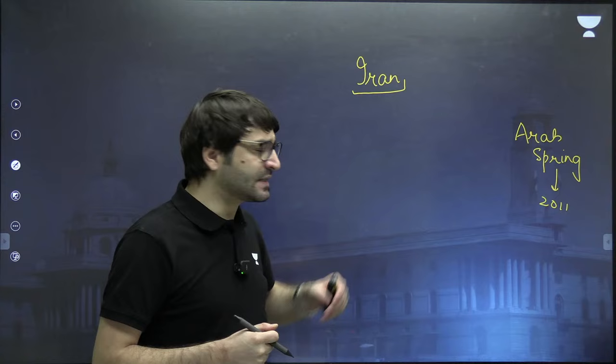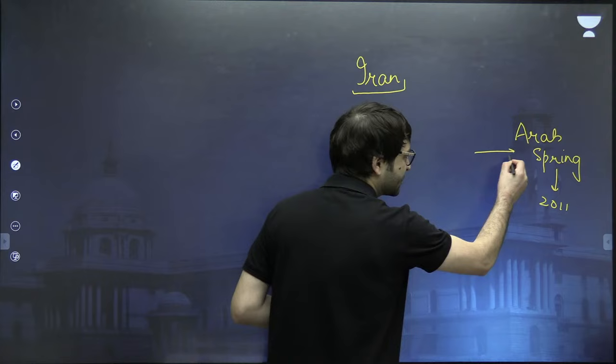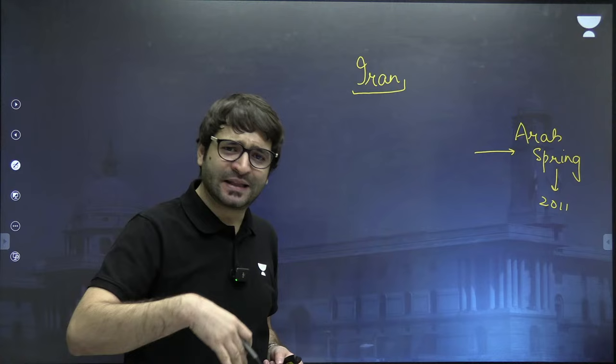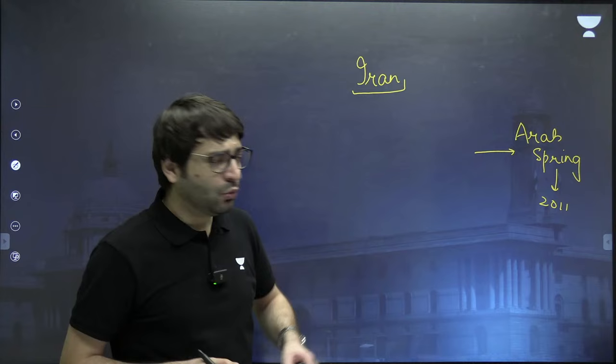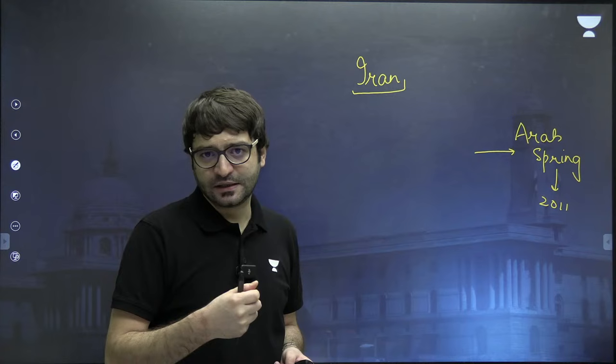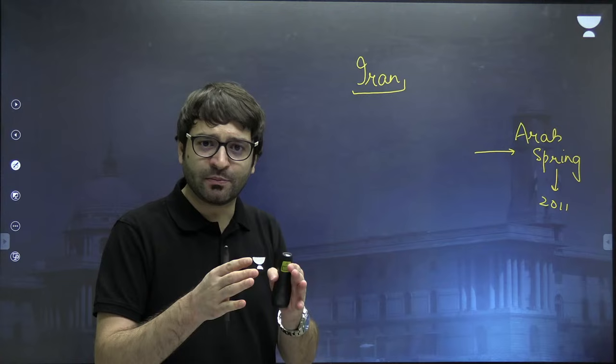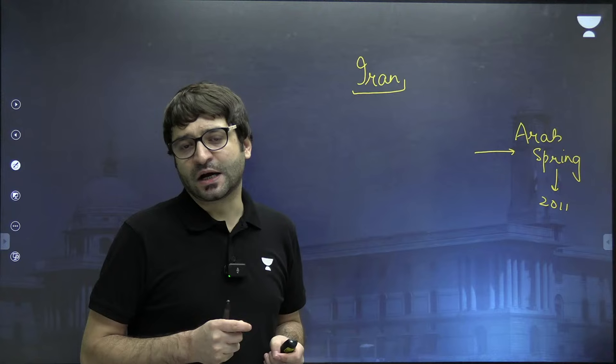In 2011, there was a movement which came to be known as Arab Spring, which started from Tunisia. Then it shifted to Egypt, then in Libya, then in Syria, then Bahrain and other countries. What was this movement all about? This movement was for democratic rights. This movement was for the introduction of democracy in these predominantly dictatorial, authoritarian and monarchy countries.